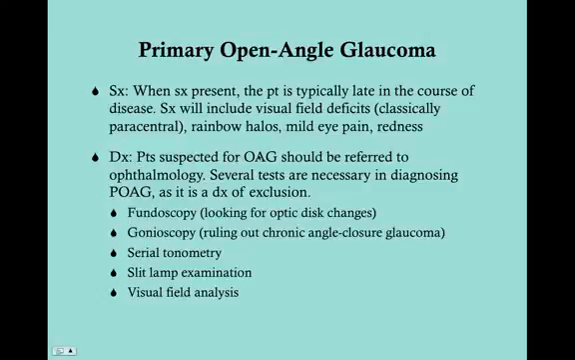Patients suspected of open angle glaucoma, as mentioned, should be referred to ophthalmology, and several tests are necessary in diagnosing primary open angle glaucoma because it's a diagnosis of exclusion. So fundoscopy, of course, to look for optic disc changes. Usually that's done before you refer. Gonioscopy to rule out chronic angle closure glaucoma. Serial tonometry. Why is that important? Because you want to rule out normal tension glaucoma. Slit lamp examination and visual field analysis.